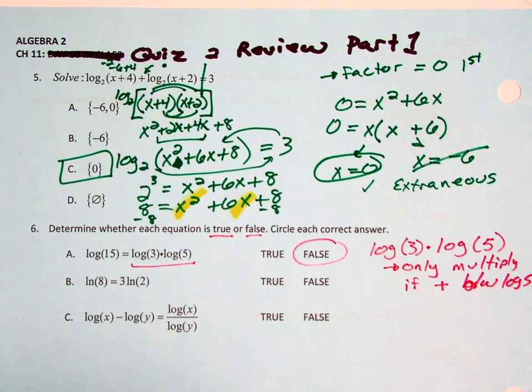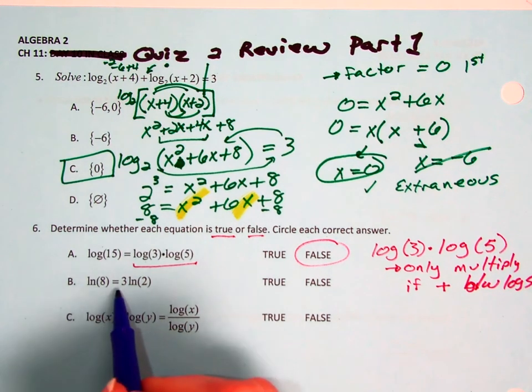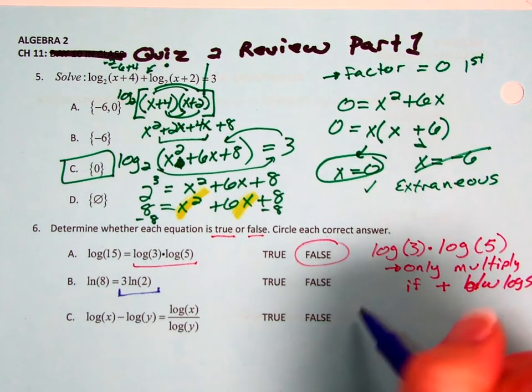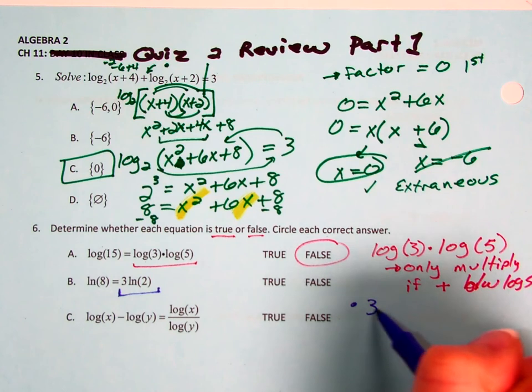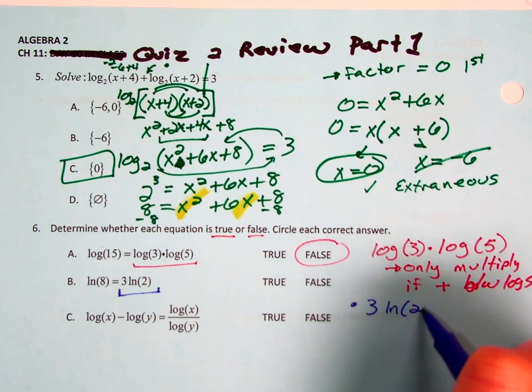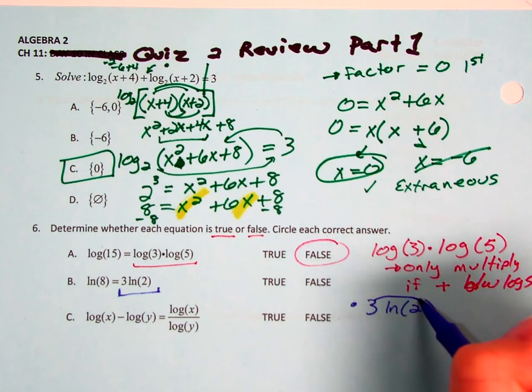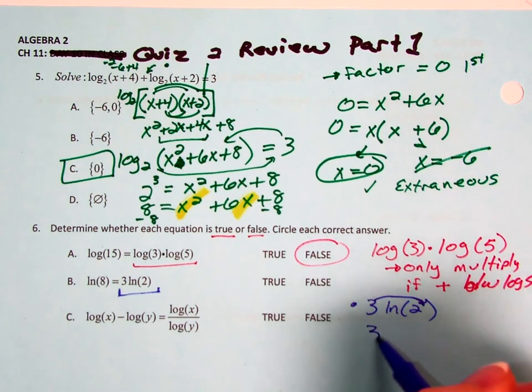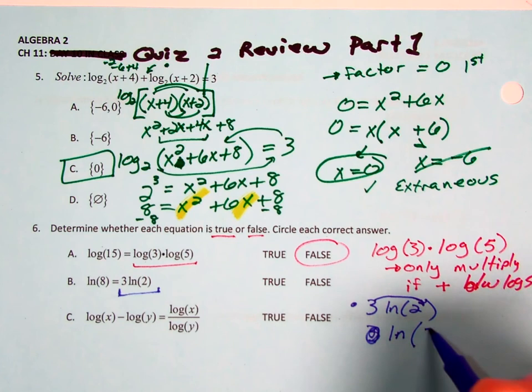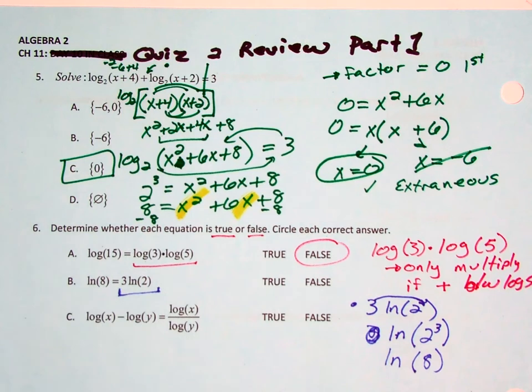The next one, again, this one only has the number on the inside, so I would pull 3 ln of 2 off to the side and try to simplify that. Well, remember, if there's this on the outside, that means it was originally an exponent. So this is really ln of 2 to the third power. Well, 2 to the third power is 8, so ln of 8 equals ln of 8. So yes, this one is true.